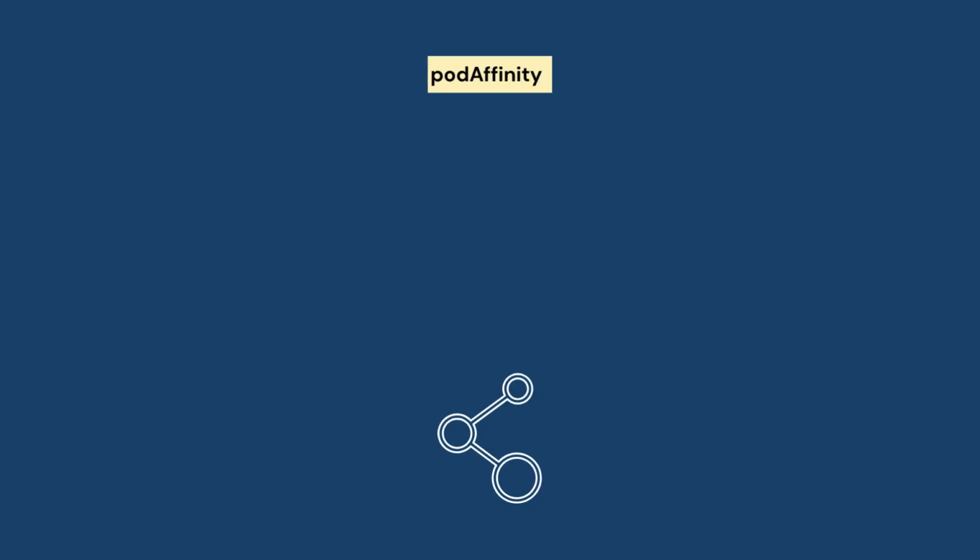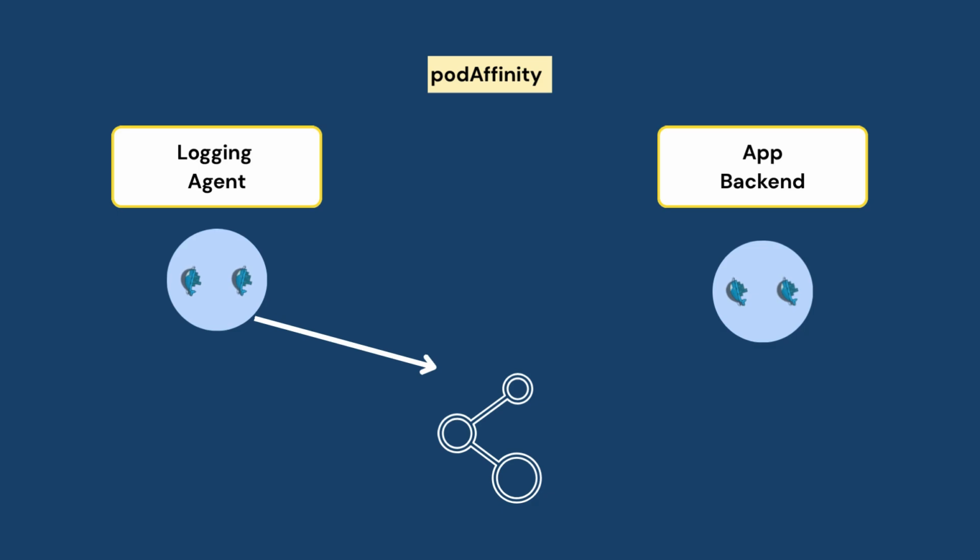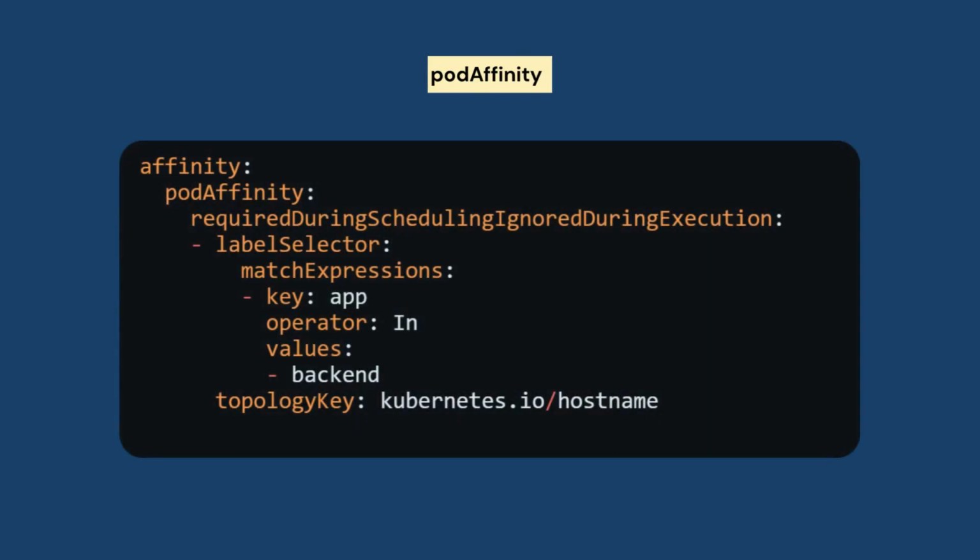Suppose you have a logging agent and an app backend, and you want the logging agent pod to be scheduled on the same node as the backend pod to collect logs locally. This pod affinity rule uses required during scheduling, ignored during execution, which means Kubernetes must follow this rule at the scheduling time, but can ignore it later if the condition changes.